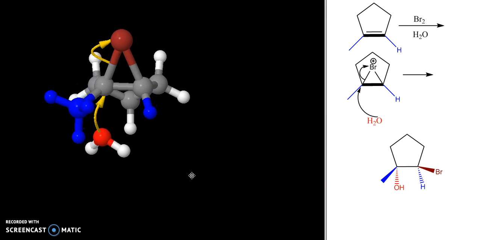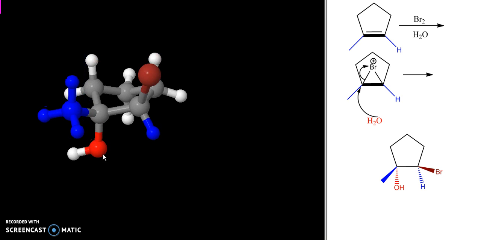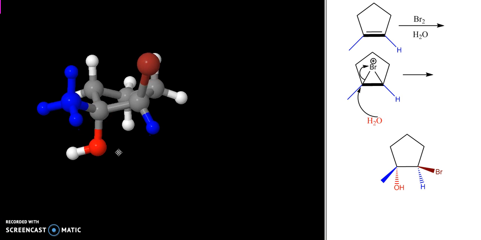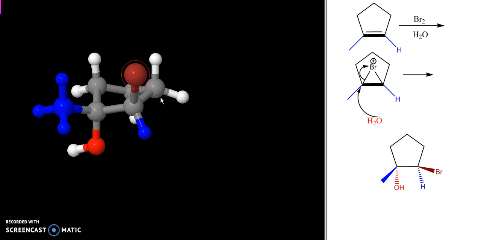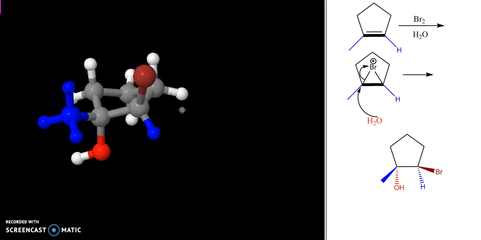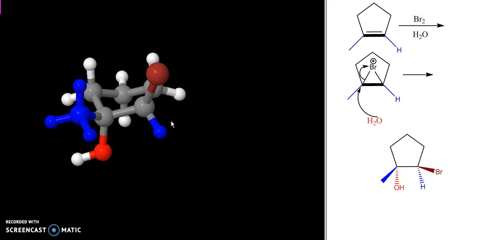And we can look at our product in three dimensions as well. So if we look here, the OH that came in from my water, I've left off the step in this mechanism where I lose the extra hydrogen. But if we look at its direction, it's pointed down the way I have it drawn here. The bromine is pointed up. You can see that they're opposite to one another. Likewise, this methyl group and this hydrogen, one is pointed up, one is pointed down.